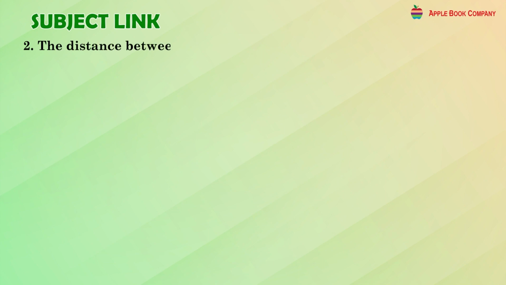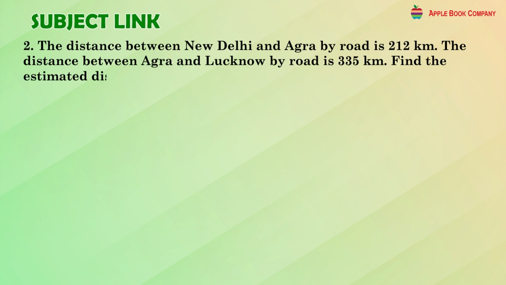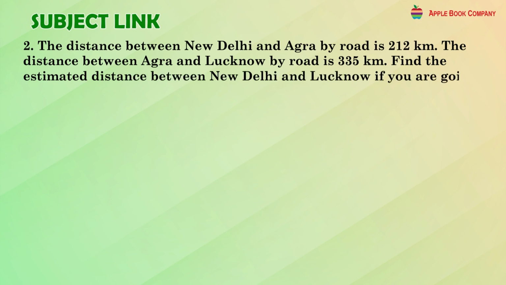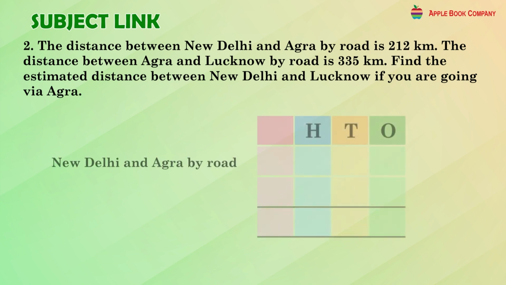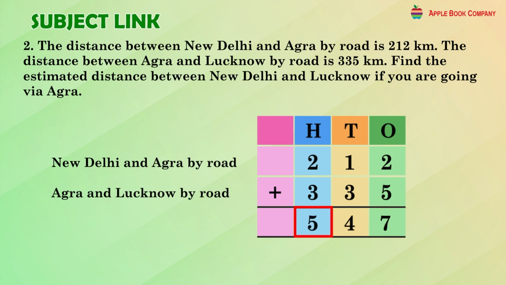The distance between New Delhi and Agra by road is 212 km. The distance between Agra and Lucknow is 335 km. We need to find the distance between Delhi and Lucknow if we are going via Agra, which is we add 212 plus 335. Adding ones, which is 2 plus 5 is 7, adding tens, which is 3 plus 1 is 4, adding hundreds, which is 3 plus 2 is 5, which gives us a total distance of 547 kilometers.